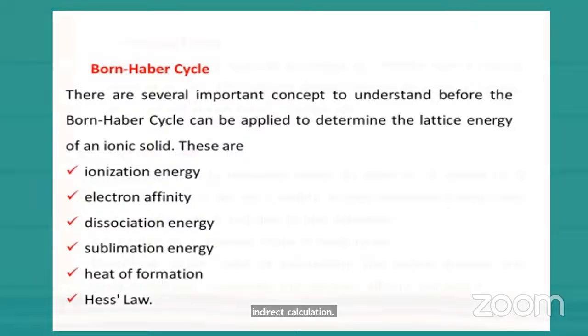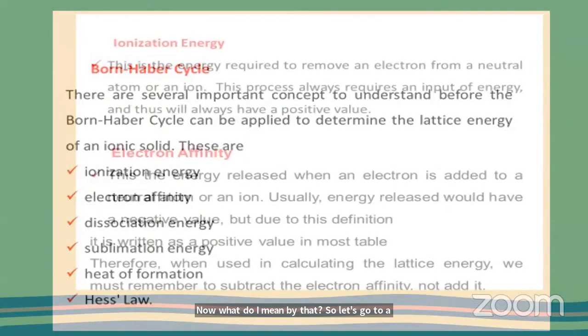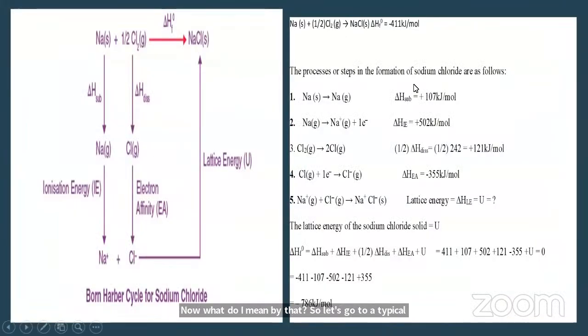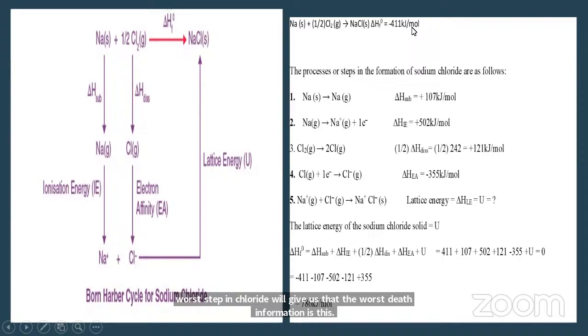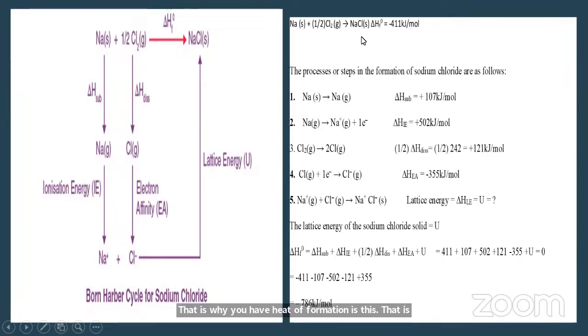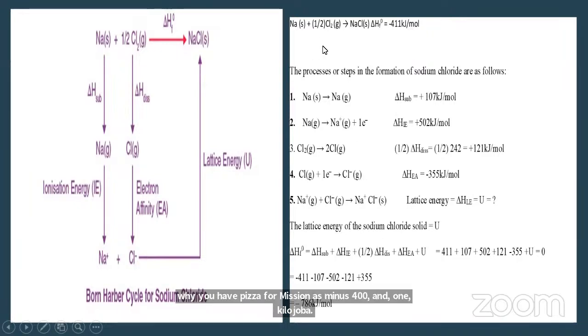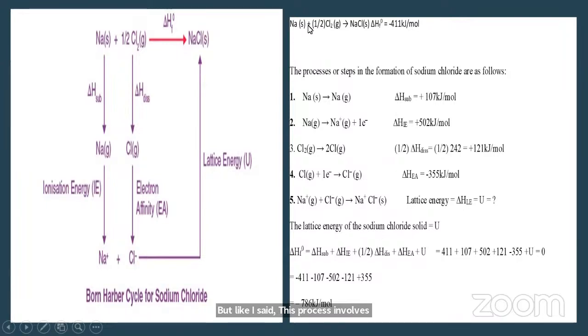So let's go to a typical example again, the one we were looking at, the formation of sodium chloride. The formation of sodium chloride, as a one-step formation, is this. That is why you have heat of formation as minus 411 kilojoule per mole. But like I said, this process involves a series of steps. It is not, as we have written it here, a one-step reaction. No, it involves a series of steps. And what are those steps?